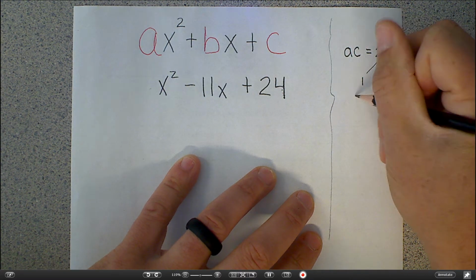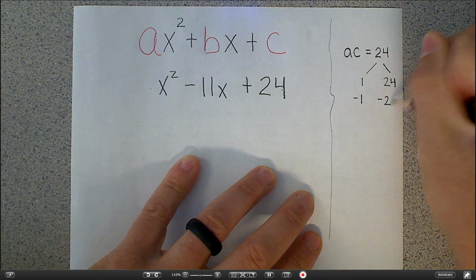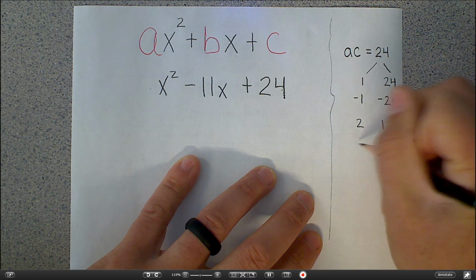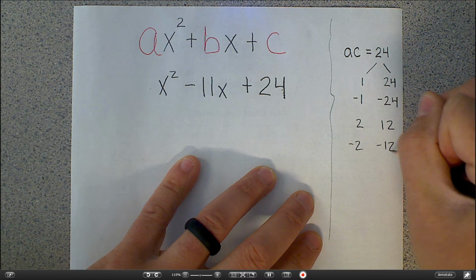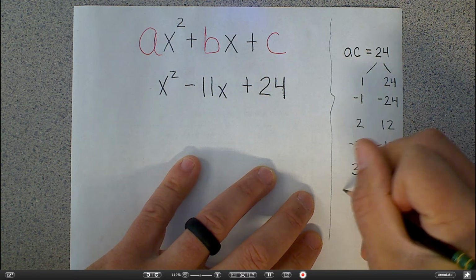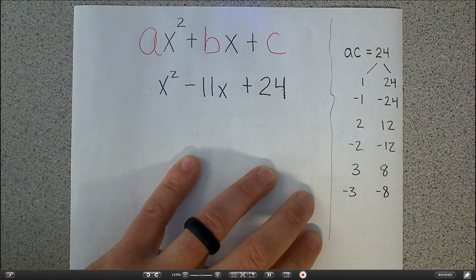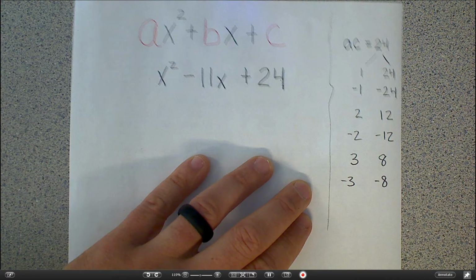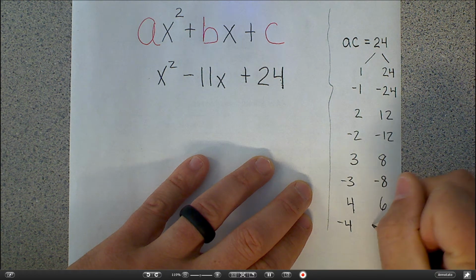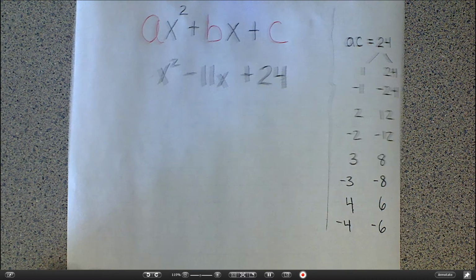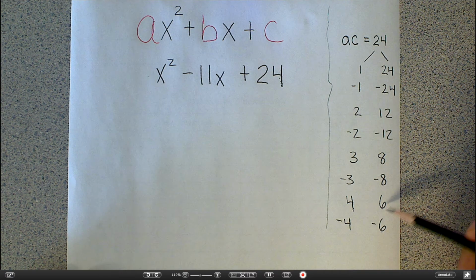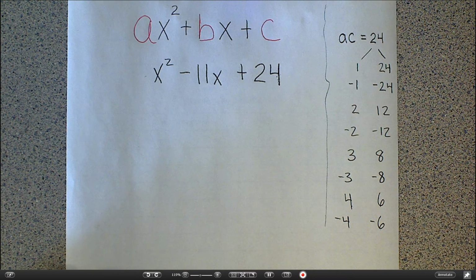We forgot on Friday about the negative, so I'll keep those in line too. 2 times 12 would give us 24, or negative 2 times negative 12. 3 is the next value. 3 times 8 is 24, or negative 3 times negative 8 would produce 24. And keep it going, we would have 4. 4 times 6 is 24, or negative 4 times negative 6 is 24. And I think that's it. Afterwards, if we try 5, 5 doesn't work. 6, we're kind of back to this row, 6 times 4.